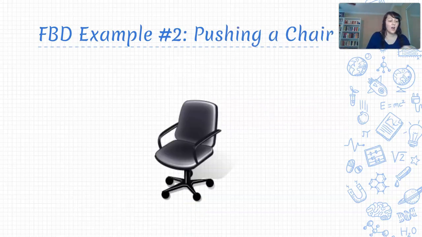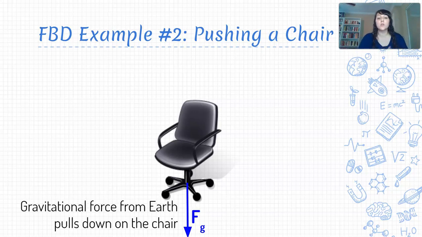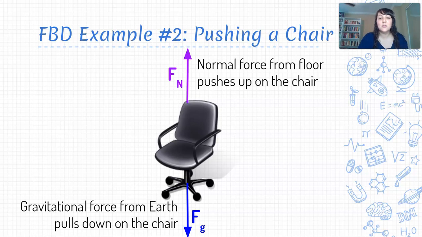Second example, if I have a chair and I am pushing it to the left, what are the forces that are acting upon the chair? I see four big forces acting on our chair. Of course, there's gravitational force because the chair, we're assuming, is on Earth, and so Earth is still pulling it downward. And then similarly, there is a normal force from the floor pushing back up on the chair to support it against the pull of gravity.